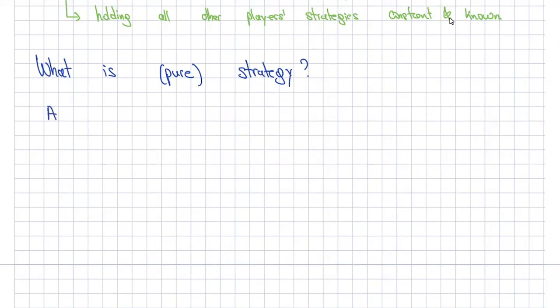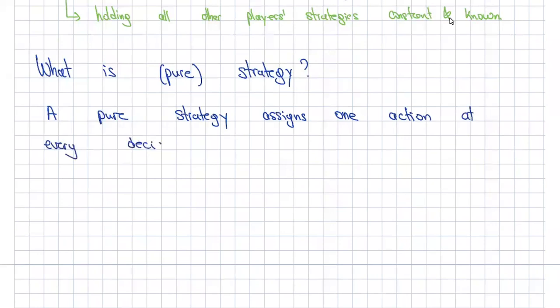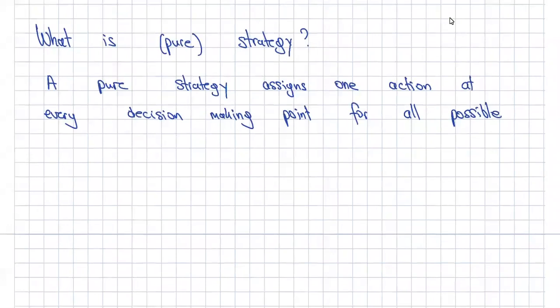So a pure strategy assigns one action at every decision-making point, for all possible histories at each decision-making point.